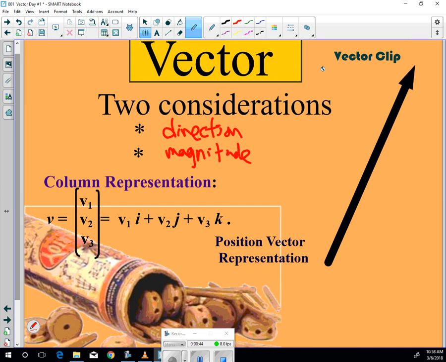Just a quick anatomy of a vector. This is the tail down here, and this is the head of the vector. And the magnitude is shown with the body of the vector. So that's the biology of a vector, I guess you'd call it.